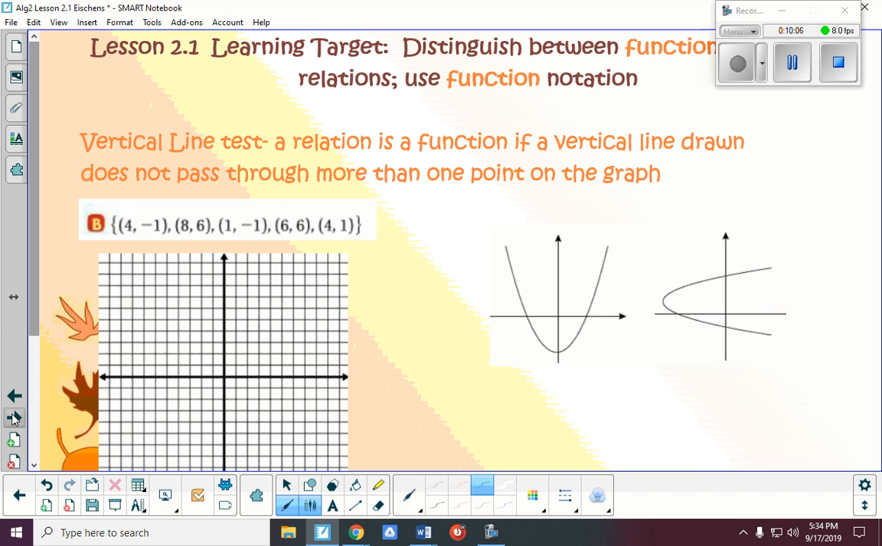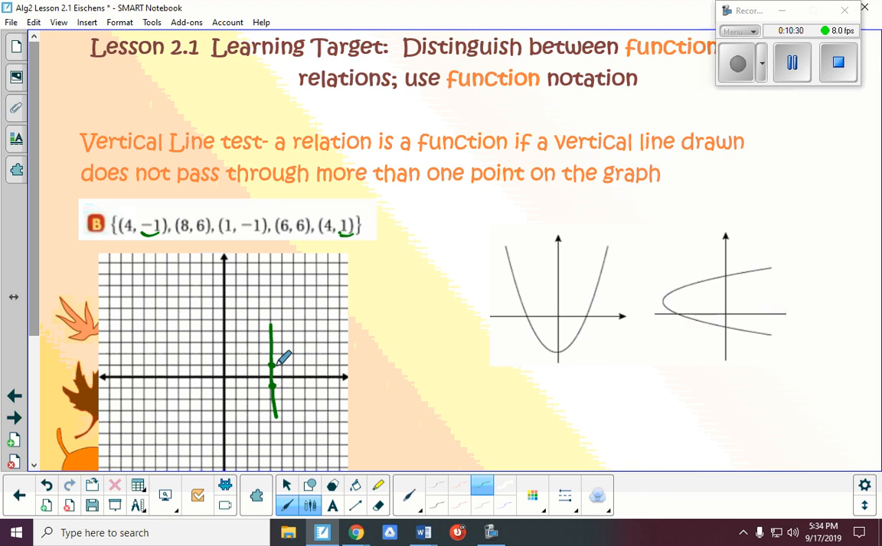Now this is an example we looked at in the first screen where 4 went to -1 and 4 went to 1. I'm just going to graph those points. So if we're at 4, -1, that's right here. And then 4, 1 is right here. You'll notice we said this is not a function because 4 is going here and 4 is going here. Those points are in a vertical line.